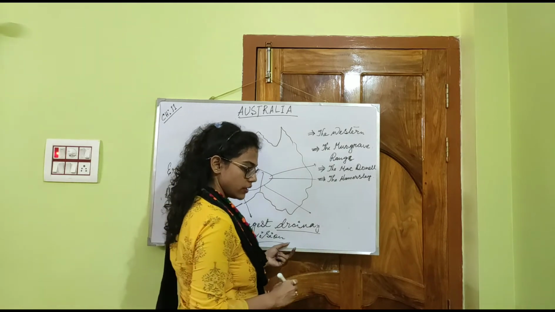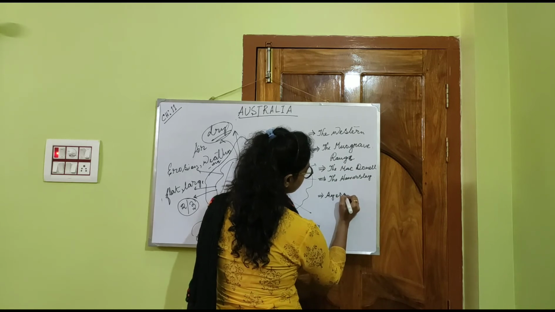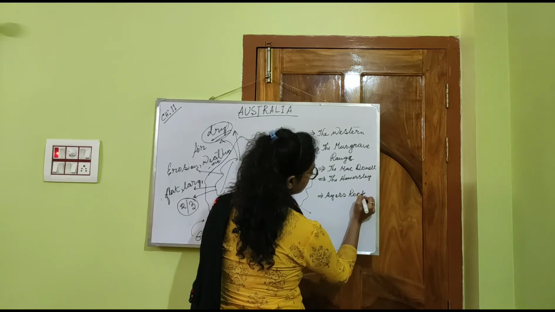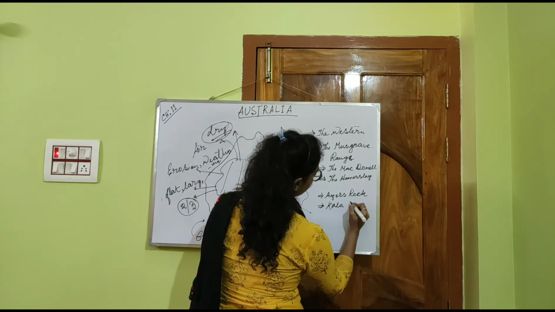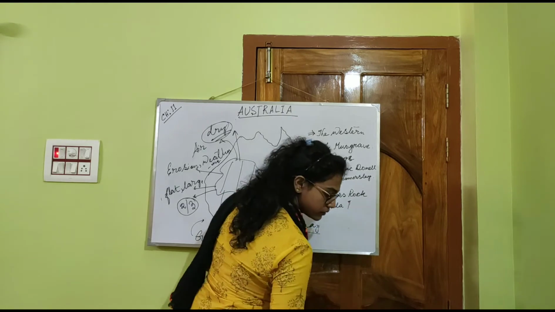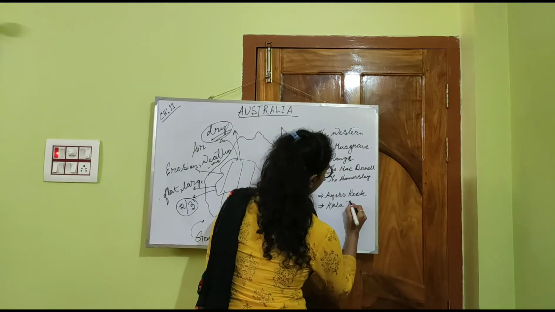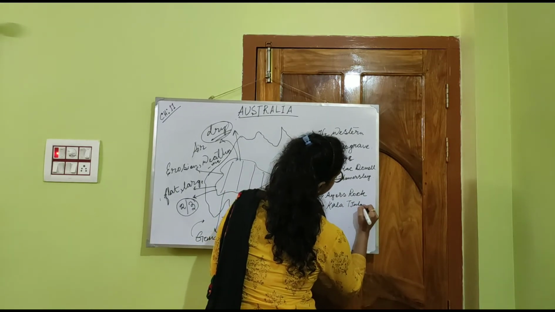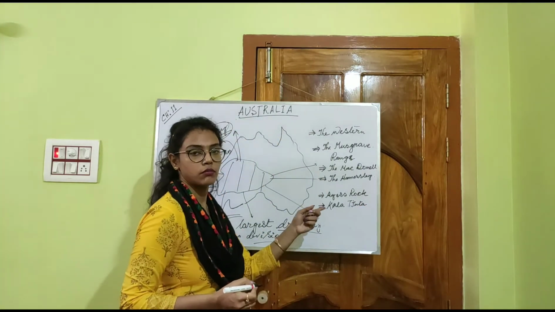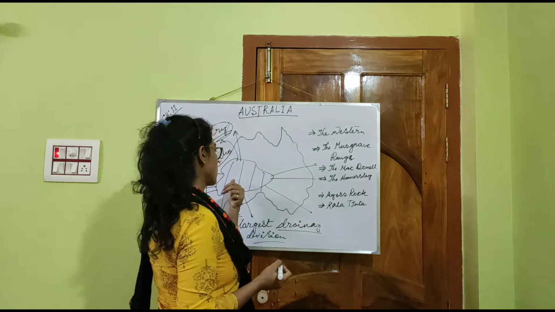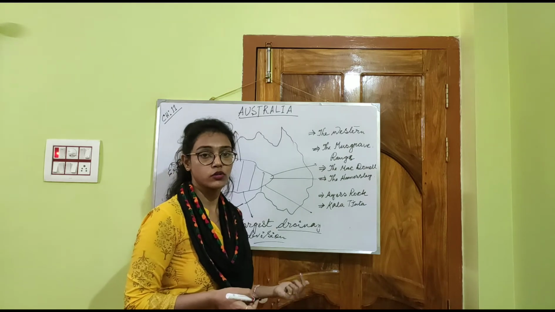And two more features are here. One is Ayers Rock and another is Kata Tjuta. These two features are among the most famous features of this Western Plateau, and these two places are also the most popular tourist spots of Australia.